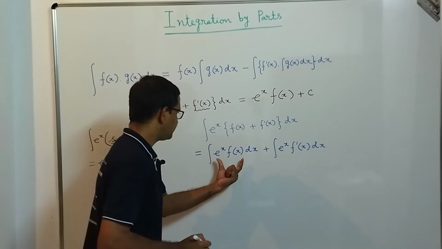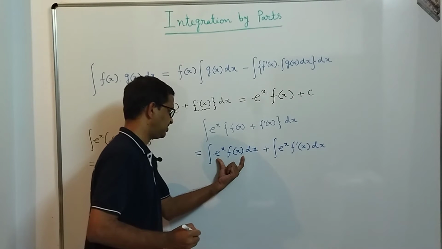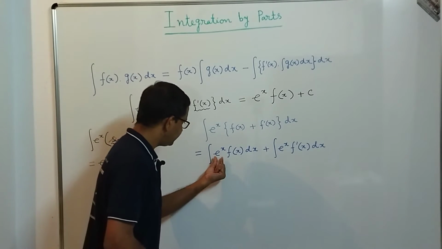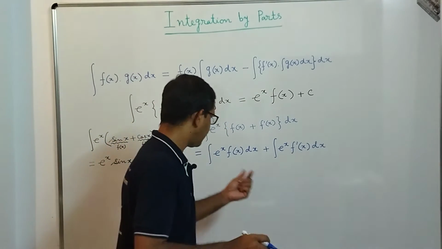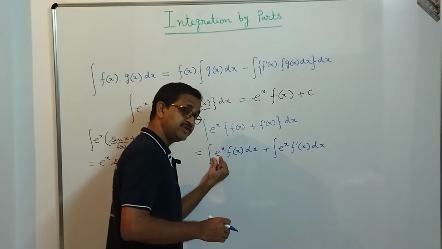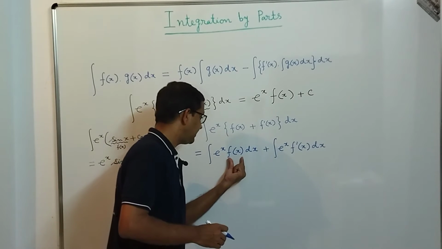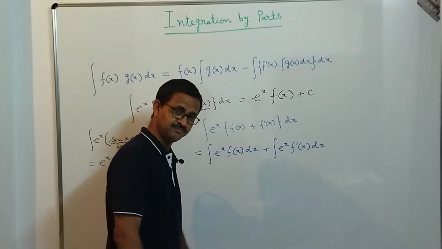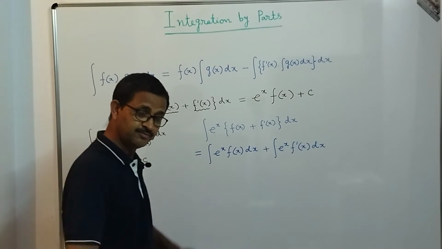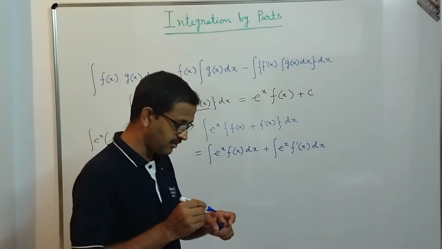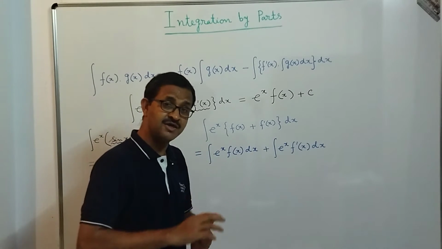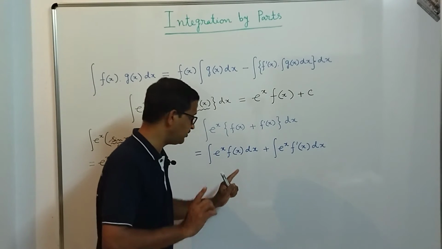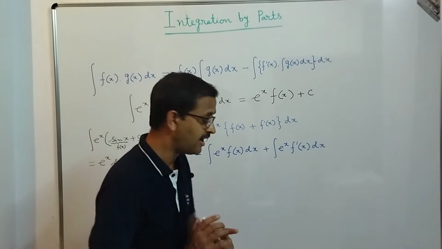Now let's concentrate on integrating this function e power x f(x) dx. It is a product of two functions. One is e power x, which is directly integrable, and f(x), which we do not know whether it is directly integrable or not. So according to the ILATE rule, I explained that rule in one of my previous sessions. In fact, that was the first session under integration by parts. You can look into that video to have a very clear idea on the ILATE rule.